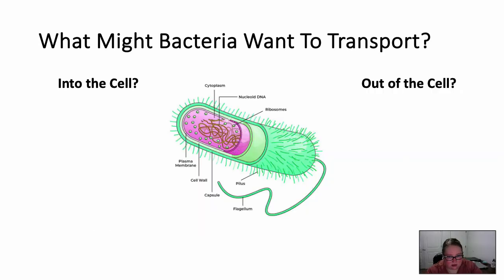Okay, so we've talked a lot about transport, passive and active. So what might a bacterial cell want to transport either into the cell or out of the cell? So take a minute in your notes, write down a list, and here in a second we'll go through the answers I came up with.